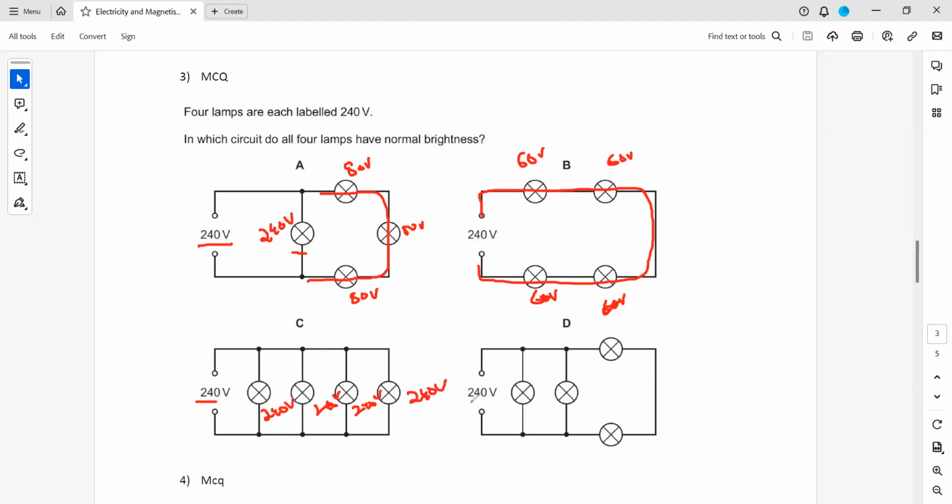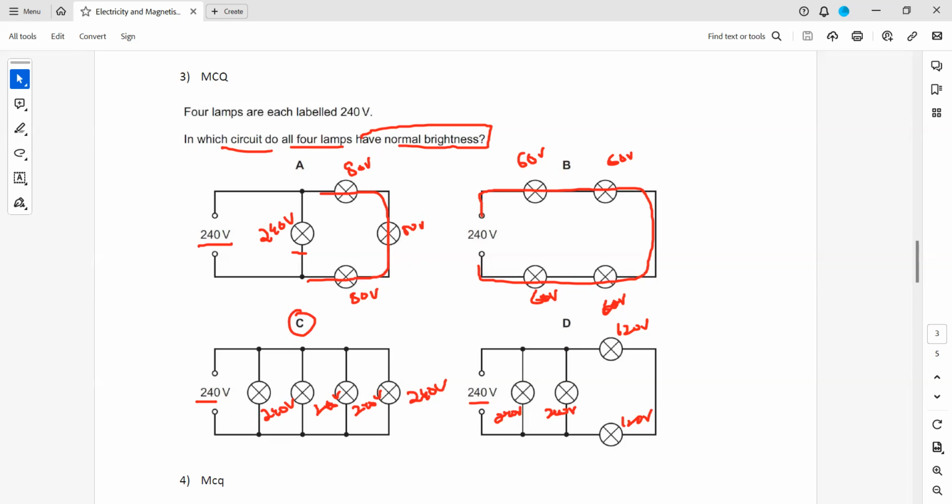So they all receive the same voltage, 240 volts. And here, 240 volt supply, the two lamps are in parallel. So this will receive 240, this will receive 240. But these two are connected in series. The 240 will divide between them, so it will be 120 and 120. So the question is, in which circuit do all four lamps have the normal brightness? Because the lamps are labeled 240, for a normal brightness, they all need 240. That's why C is the right answer. Is it clear, this one?